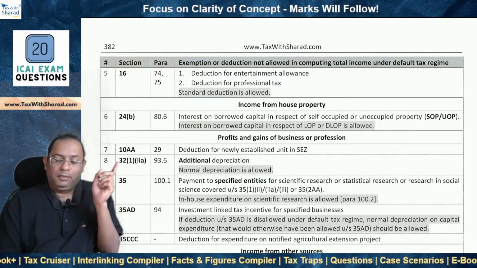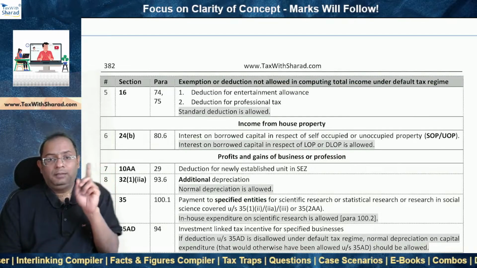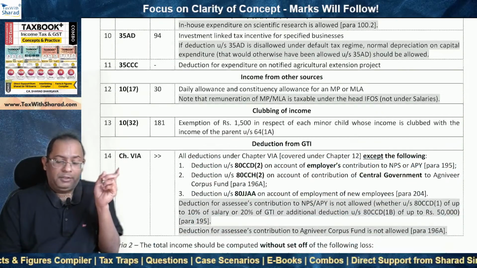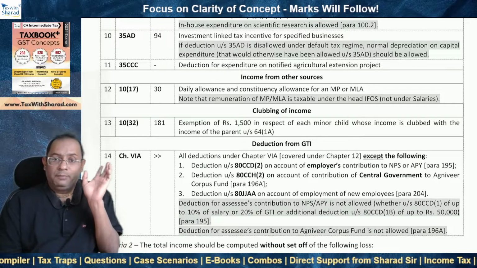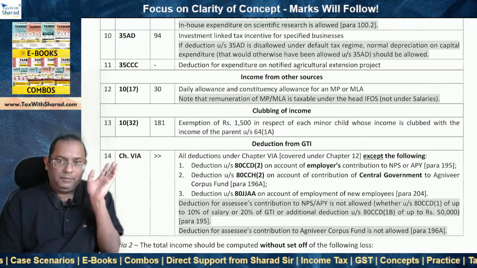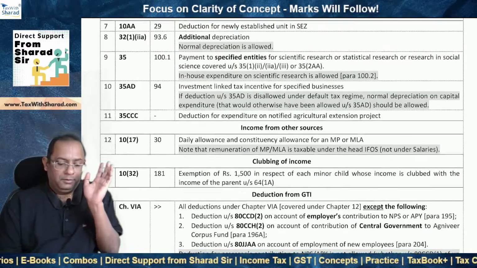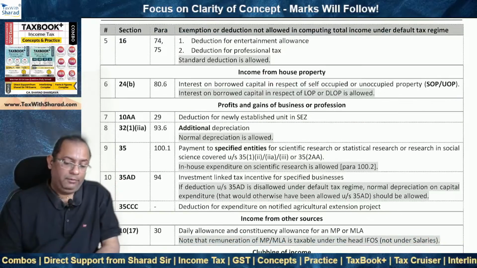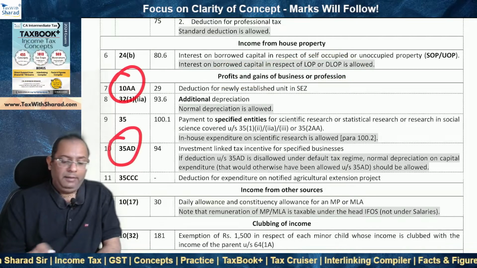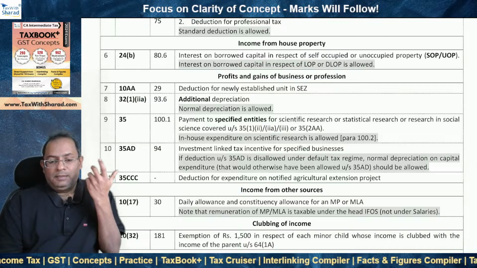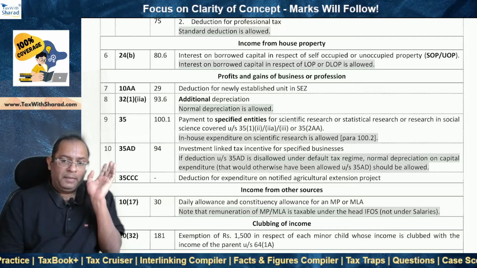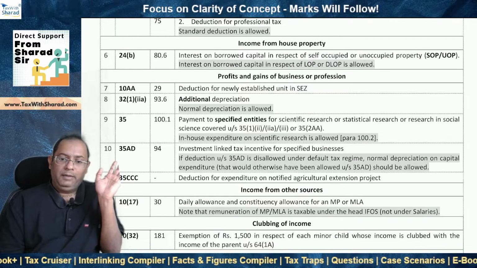Right? 10AA is special economic zone, 35AD tax incentive or deduction in respect of specified businesses, 80JJAA deduction on account of employment of new workmen, new employees, 80QQB and 80RRB deduction related to royalty on books and royalty on patents, right? So I'm not going to go into details of these sections, but what I want you to note here is when you talk about PGBP, so 10AA and 35AD, if the assessee has claimed 10AA or 35AD, then AMT provisions you need to consider, and you need to add back 10AA and 35AD deduction.